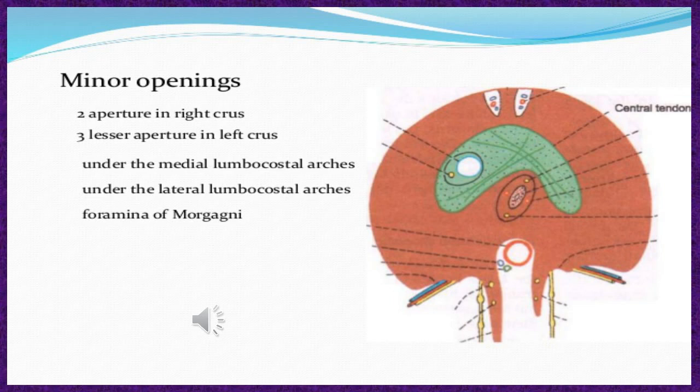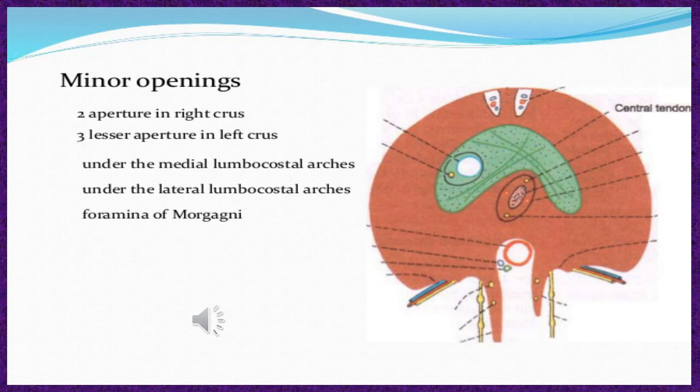In addition to the major openings in the diaphragm, there are some minor openings. Each crus of the diaphragm is pierced by the greater and lesser splanchnic nerves. The left crus is also pierced by the hemiazygos vein. So, there are two apertures in the right crus and three minor openings in the left crus of the diaphragm. Then, the sympathetic chain passes from the thorax to the abdomen behind the medial arcuate ligament, or medial lumbocostal arch.